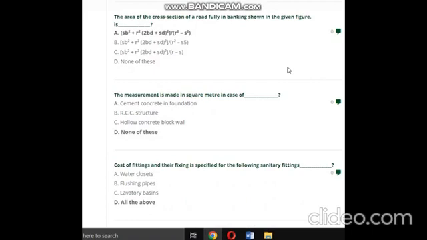The area of cross section of a road, fully in banking, shown in the given figure, is (S B square plus R square bracket 2BD plus SD whole square bracket) oblique R square minus S square. The measurement is made in square meter in case of none of these. Cost of fittings and their fixing is specified for the following: sanitary fittings, all of the above, water closets, furnishing, and lavatory basin.